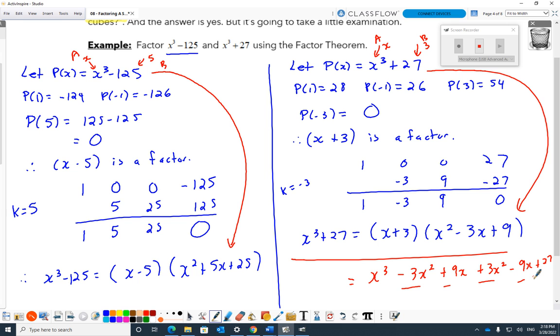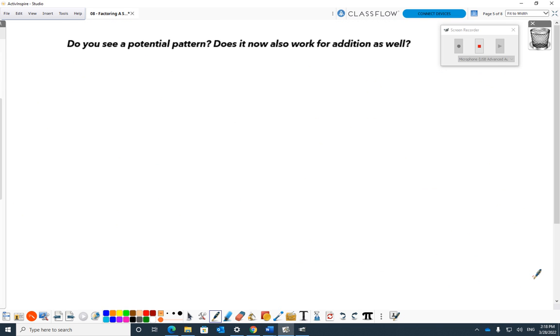Look at it. Isn't there something going on here? X and 3, x squared minus 3x plus 9. There's something about those numbers. When it was 5, that last number was 25. When it was 3, that last number was 9. There's something about this pattern that happens both times. And I use 3 and 5 on purpose because 3 and 5 are easy to see play out. Do you see a potential pattern?